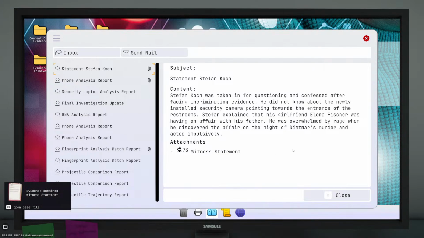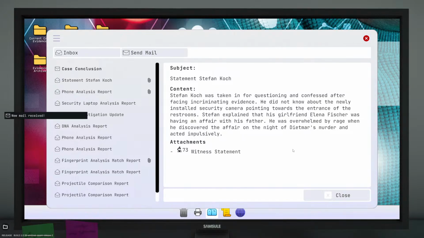Alright, Stefan's statement. Stefan was taken in for questioning and confessed after facing incriminating evidence. He did not know about the newly installed security camera pointing towards the entrance of the restroom. Stefan explained that his girlfriend Elena was having an affair with his father. He was overwhelmed by rage when he discovered the affair on the night of Dietmar's murder and acted impulsively.